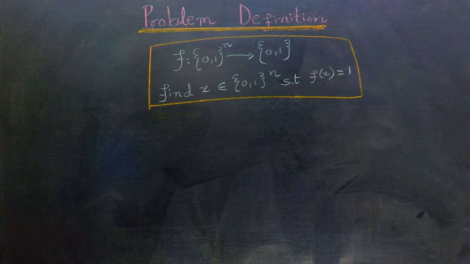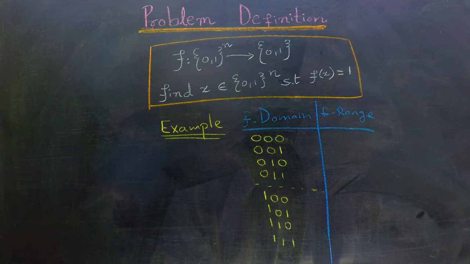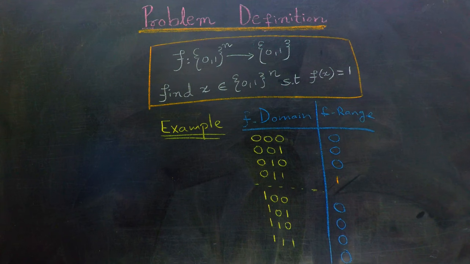Let's understand the problem definition with an example. In this example, n is equal to 3. That means the function f can take 8 different possible inputs because 2 raised to the power 3 is equal to 8. So the function will be able to take 000, 001, 010, and so on. And in this example, we assume that out of those 8 different input values, only one input produces 1, that means true. For all other inputs, the function gives false as output.